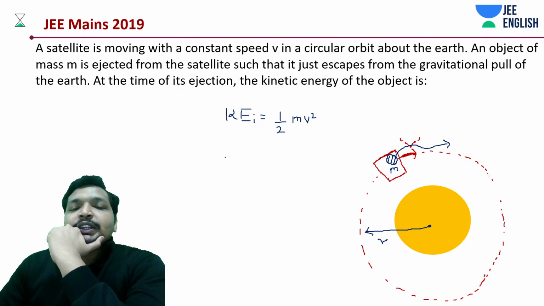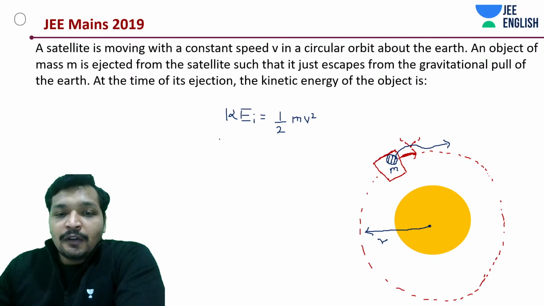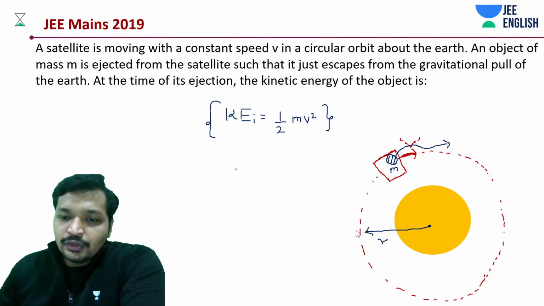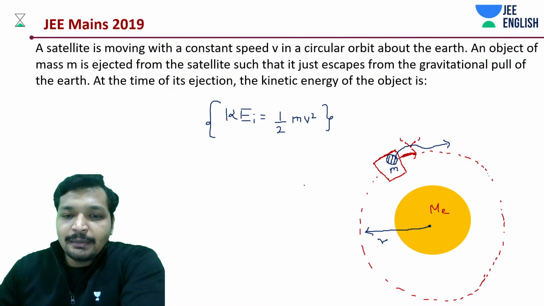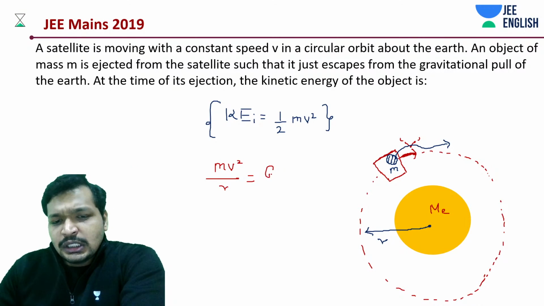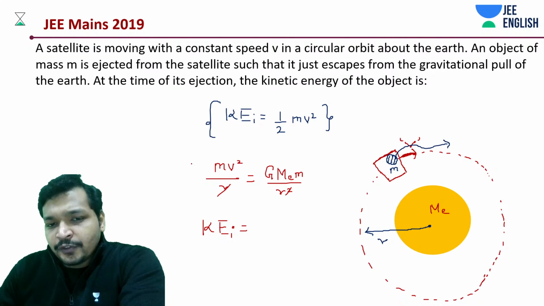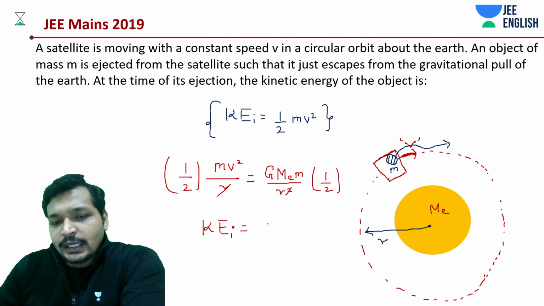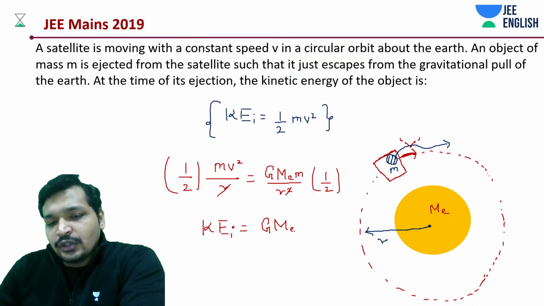What other information have we been given? Nothing else. So if it's at a distance r, we know that mv square by r is equal to G M_e m divided by r square, where the planet's mass is M_e. So r would get cancelled out, and finally your initial kinetic energy, half mv square, if I multiply with 1 by 2 on this side and 1 by 2 on the other side, is going to be G M_e m divided by 2r. Okay, we have one piece of information.